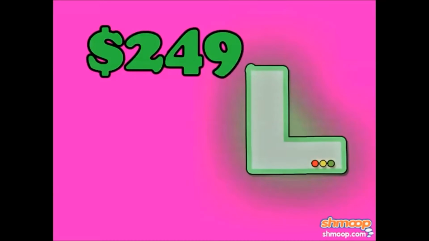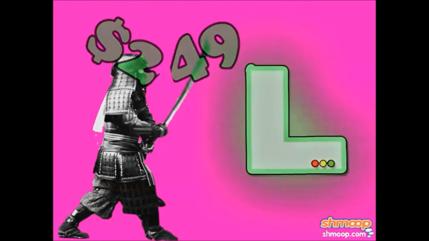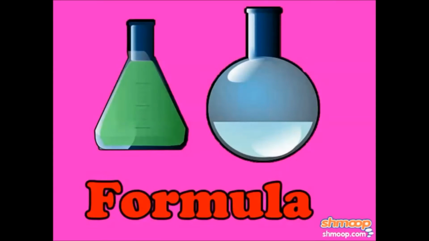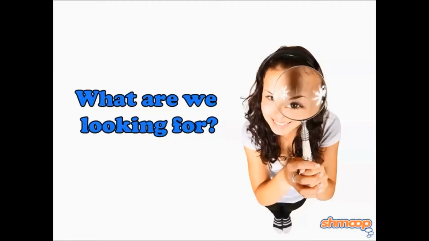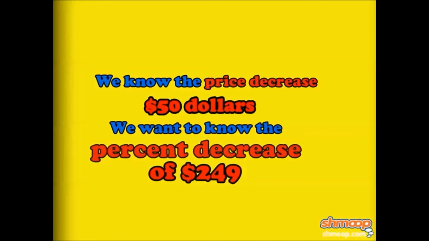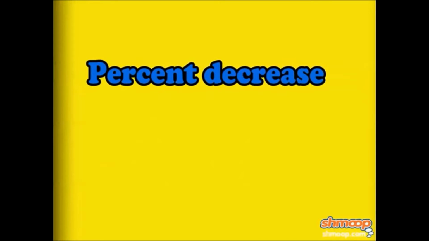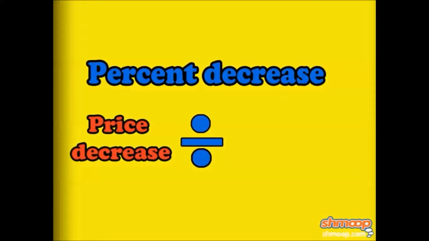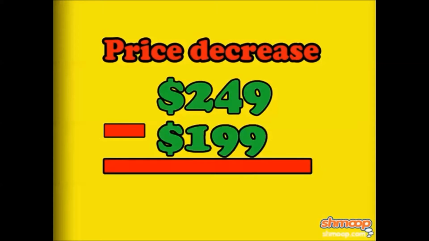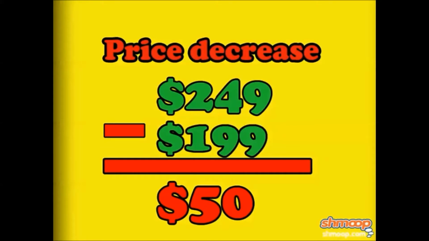When the L-box was first introduced a few years ago, it was $249. But by now the price has been slashed to $199. What is the percent of the decrease? To find the formula, let's ask ourselves what we're looking for. We know the reduced price, which we call the price decrease, and we want to know what percent of the original price that is, which we'll call percent decrease. To find the percent decrease, we will need to divide the price decrease by the original price. First, let's find the price decrease, which is the original price minus the discounted price. 249 minus 199 equals 50. That's how much the price went down.